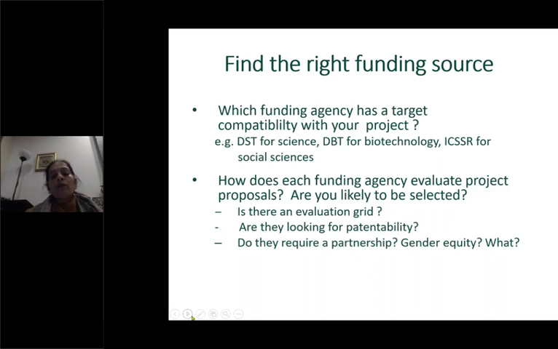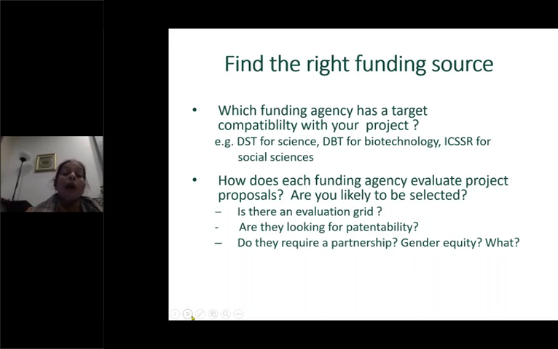Like if I want to apply for, say, an international project, which funding agency should I approach? It depends upon which kind of project you have; you target your funding agency. And how does each funding agency evaluate project proposals? As I told you, every funding agency is looking for something specific. DST is looking mainly for science projects which have some application orientation, and DBT is looking for some patentable projects. So it depends upon which kind of funding agency is involved.